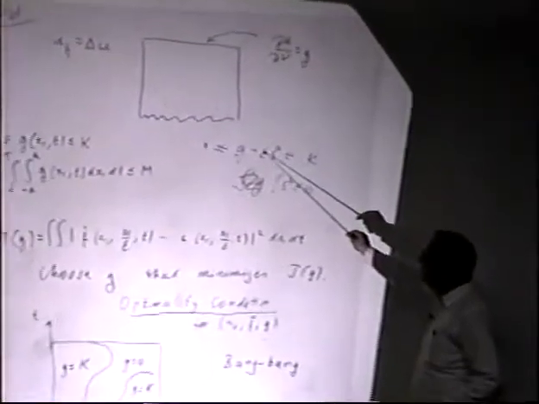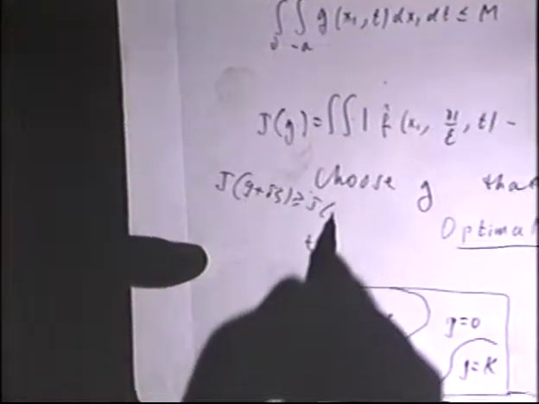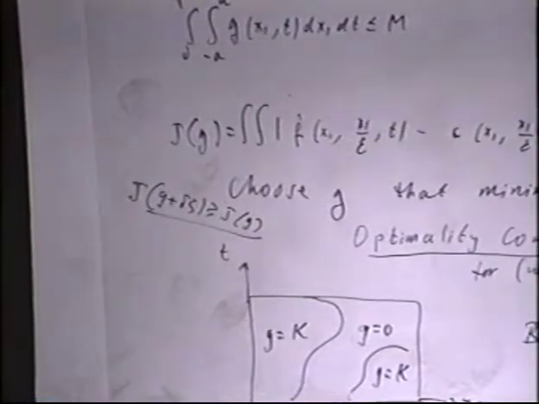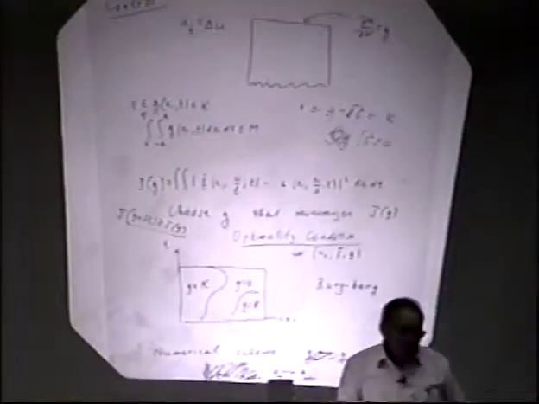So for such zeta, I'm sorry, this is delta. So what you get here is J of G plus delta zeta, if G is optimal. This is always bigger than J of G. Okay, you divide by delta and let delta go to 0, and you get some kind of derivative greater or equal to 0, and then you work on it, do all kinds of things, and eventually you end up with an optimality condition for G.